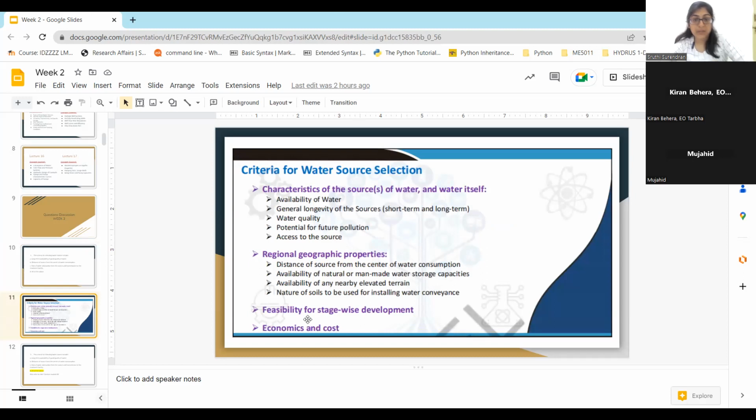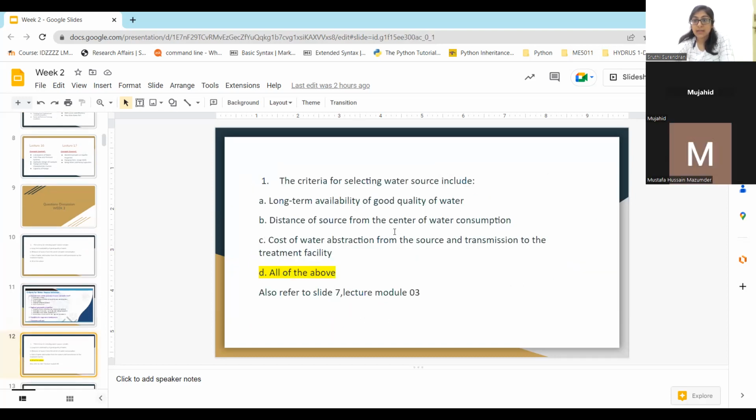Regional geographical properties, feasibility for state-wise development, and economics and cost. So all the options will be the correct answer for this one. Long-term availability, good quality water, distance from the source, cost of water abstraction, all these are responsible.